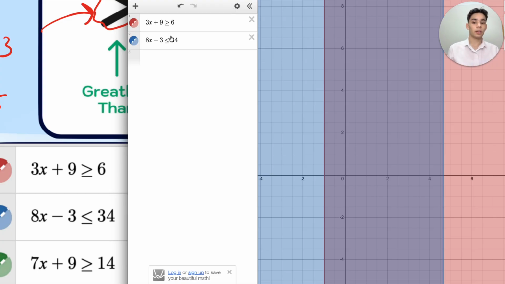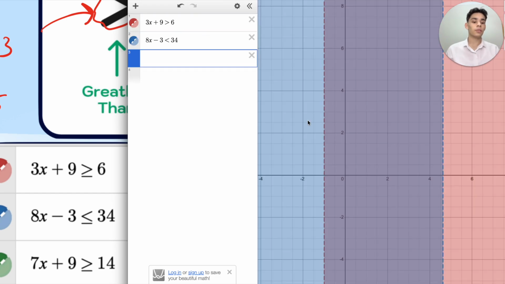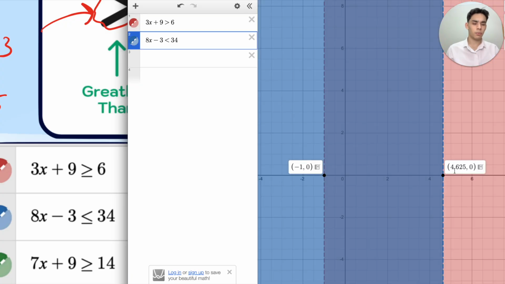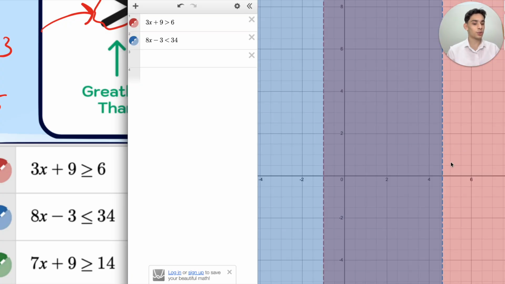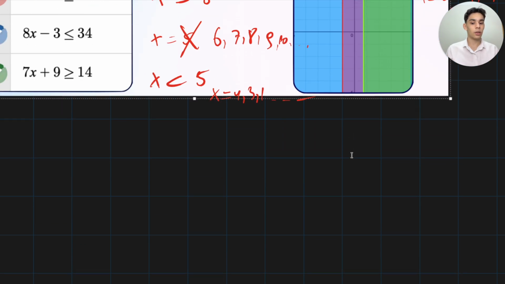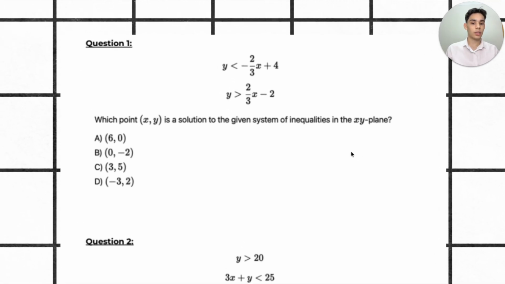But again, let's just change the signs. In this case, unfortunately, you cannot pick -1 and 4.625 as your solutions because they are your borders, and borders are like dashes. Just remember it that way. Great, I hope you understood everything up until now, and I think we can start solving some questions. Let's solve this first question.